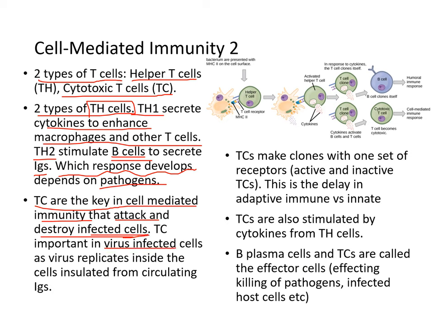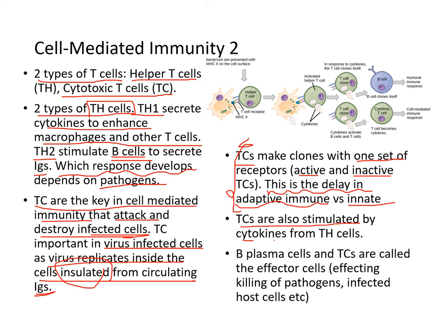And this is important for the virus-infected cells, as virus replicates inside the cell, and it is insulated from circulating antibodies. And the cytotoxic T cells, TCs, make clones with one set of receptors. One is active, the other is inactive. And this is the cause for the delay in the adaptive immune system versus innate, because these cells have to divide and develop. Also, cytotoxic T cells are stimulated by cytokines from helper T cells. And B plasma cells and cytotoxic T cells are called the effector cells. They effect the killing of the pathogens and infected host cells and so on.